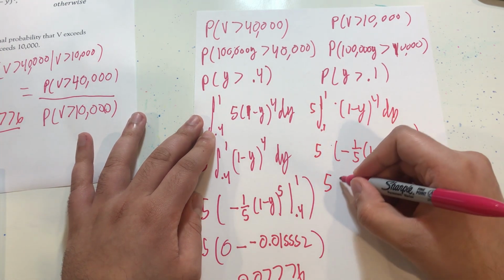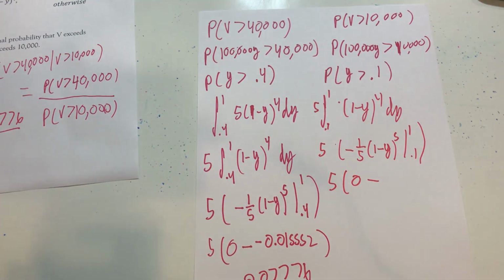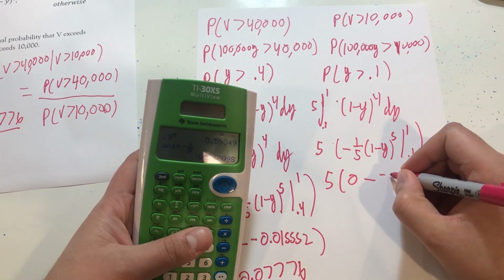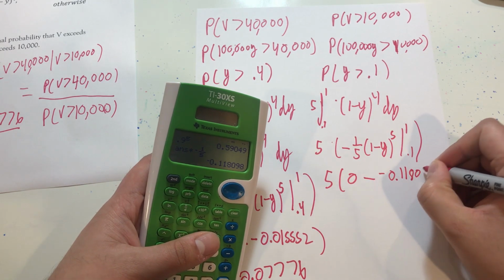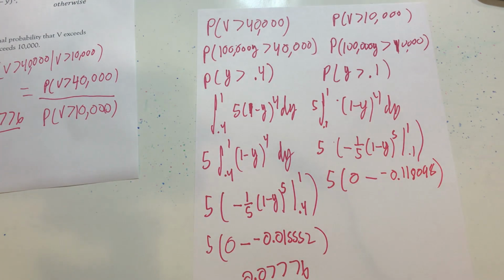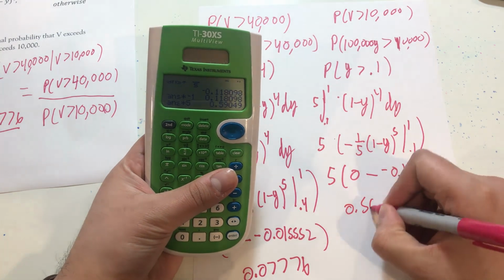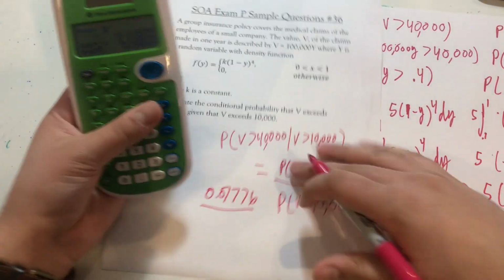And this is going to end up being 5 times 0 minus, and that's going to be 0.9 to the 5th times negative 1 over 5, which is negative 0.118098. And then finally evaluating this gets us 0.59049, which is our denominator.